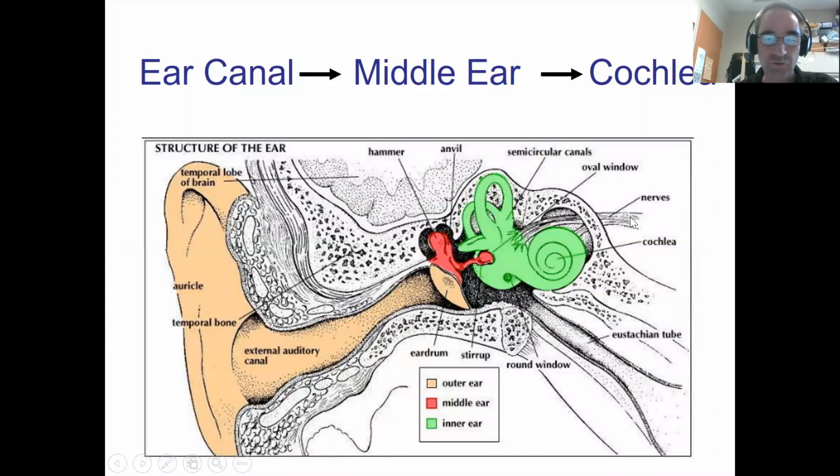Okay, so if we go back to our drawing of the three divisions of the peripheral auditory system, we've already talked about the outer ear and the middle ear, and now we're going to be talking about the inner ear, the cochlea.